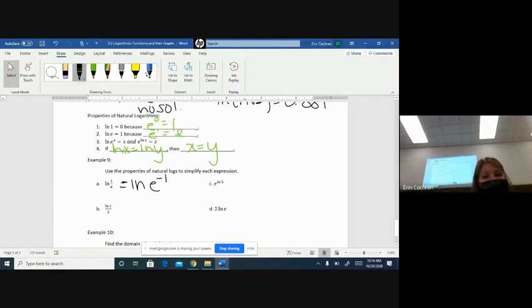And then what do we learn about ln? ln of e equals 1, right? Because e to the first power is e. So what do you think this is going to be? ln of e to the negative 1. Or ln of e to the x is x. So the ln and the e do what? They cancel each other, and what would we be left with? Negative 1.